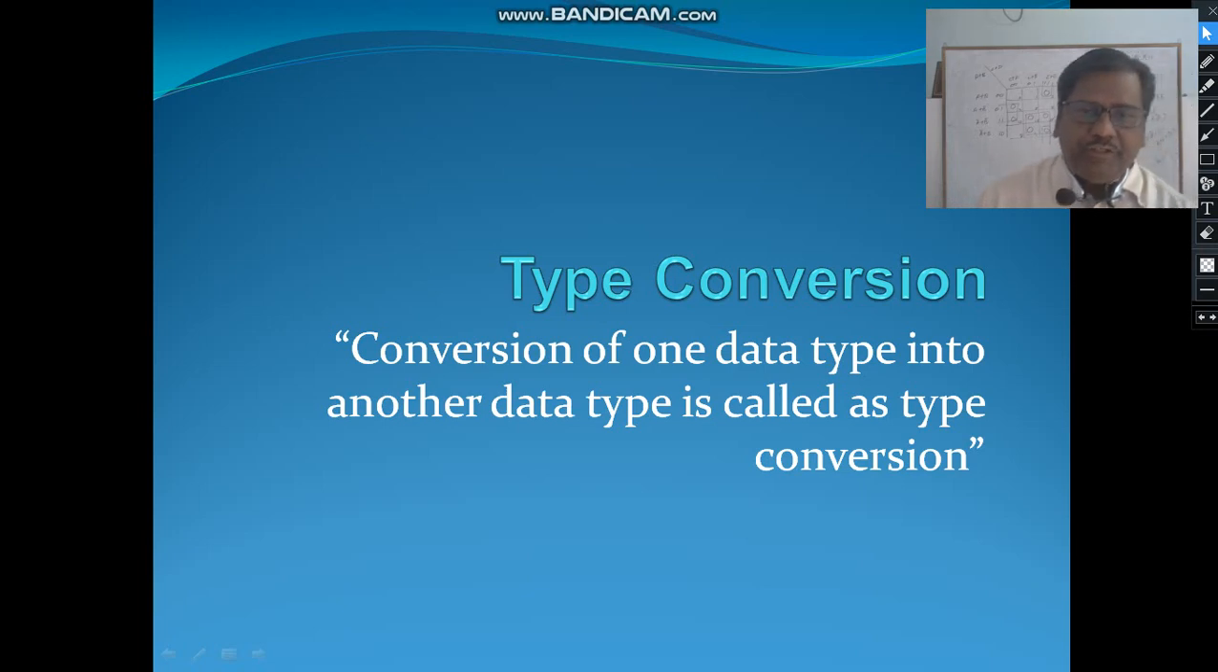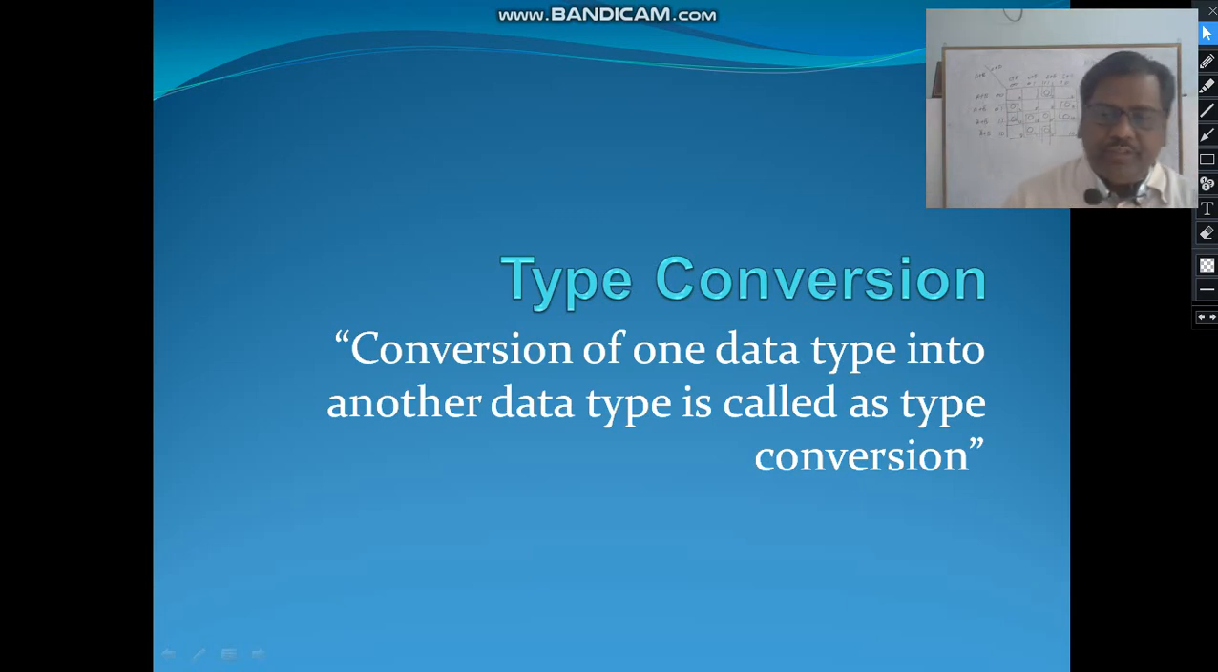So type conversion means when you convert a value of one data type into another data type, that is called type conversion. Say for example, I have an integer value, I want to convert it into a decimal value, I want to convert it into a double value. So when int is being converted into double, we are talking about a type conversion.